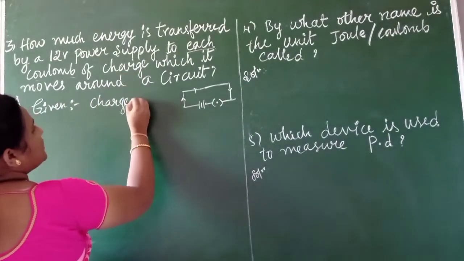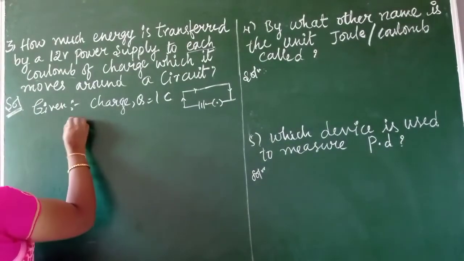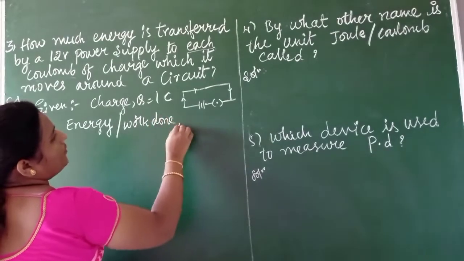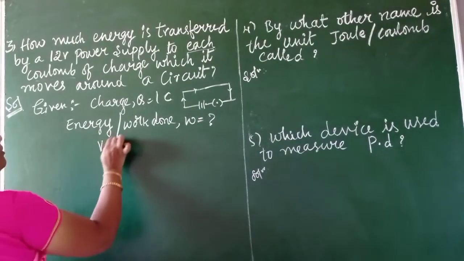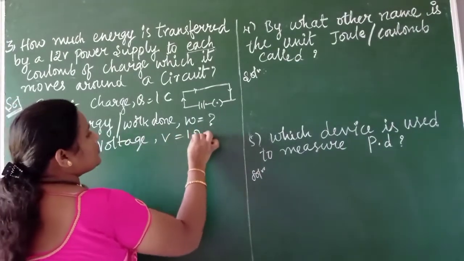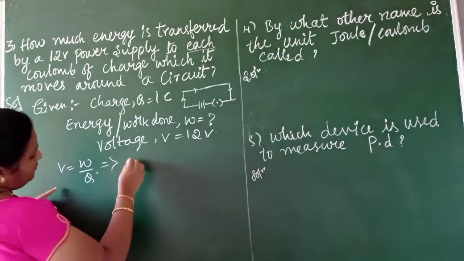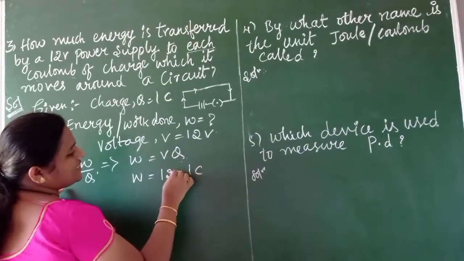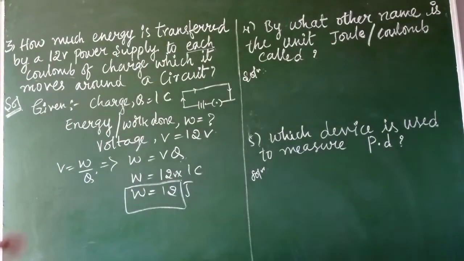Got it, children? Each coulomb means Q is equal to 1 C, and the energy is nothing but the work done here, children. W is equal to how much, moving around the circuit, and what is the voltage here? V is equal to 12 V. So V is equal to W divided by Q, or directly you can use the formula W is equal to V into Q. V into Q means 12 into 1 C, isn't it? Then 12 joules of energy is required here. Got it, children? It's very simple.